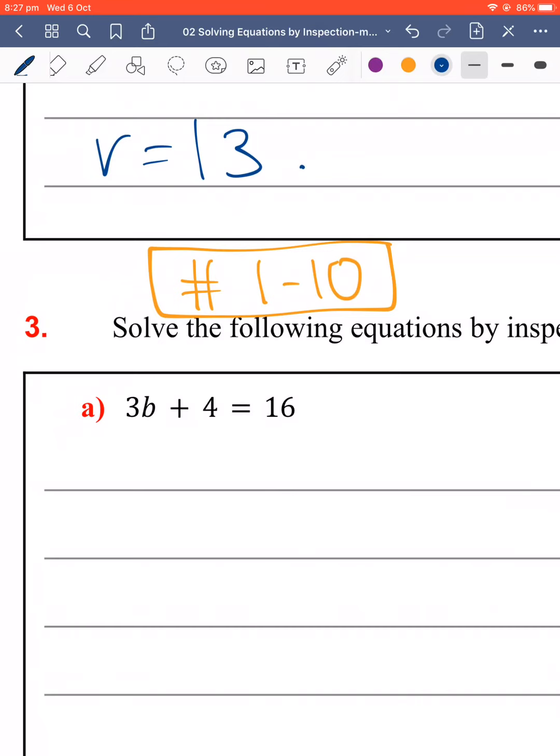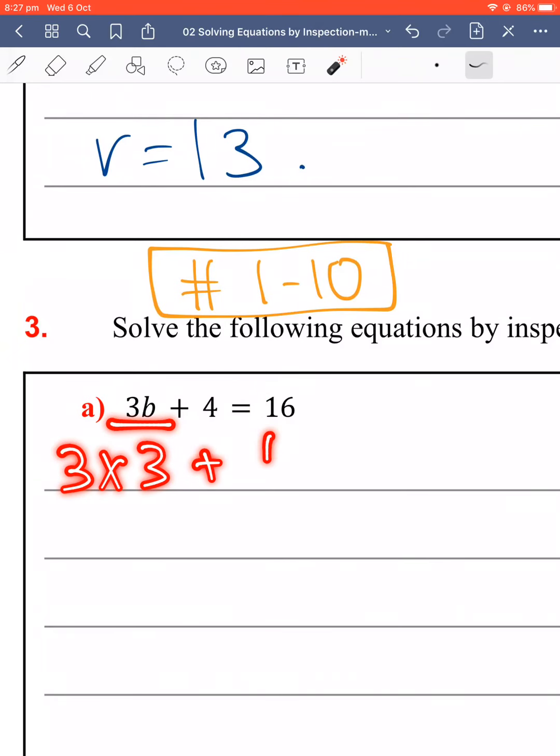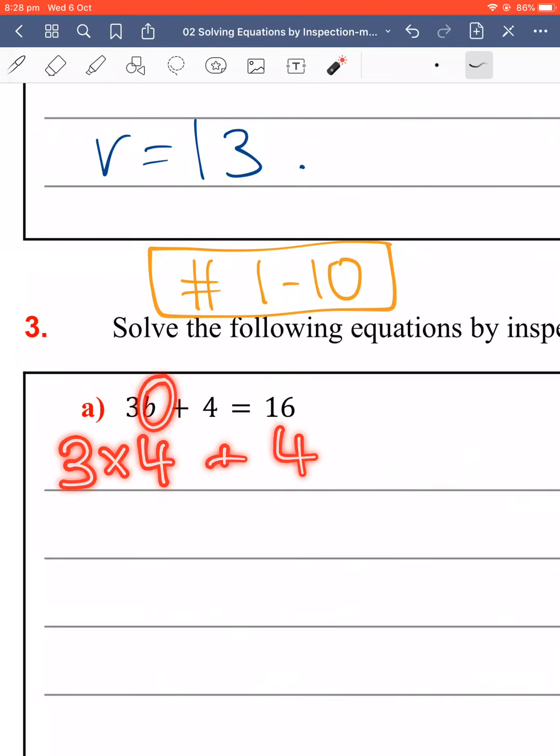So if I have 3 lots of something, so 3 lots of B plus 4 gives me 16. We're going to play around with some numbers. So let's do maybe 3 times 3 plus 4. So 3 times 3 is 9, plus 4 gives me 13. A little bit too low, but actually quite close. So let's do 3 times 4 plus 4. So I'm saying that my B value is equal to 4. So 3 times 4 is 12, plus 4 is indeed 16.